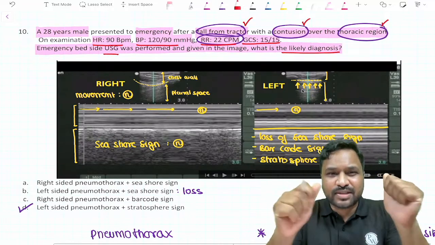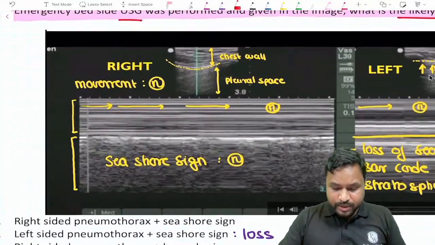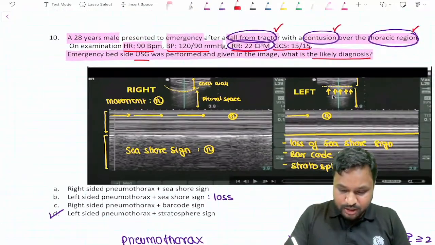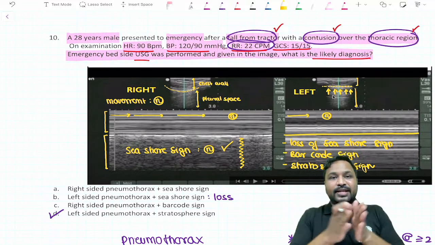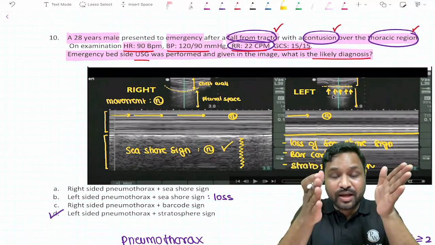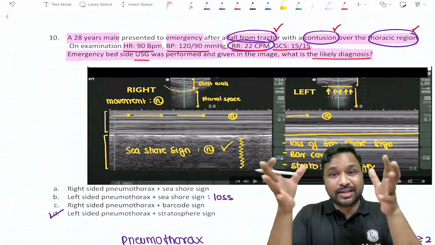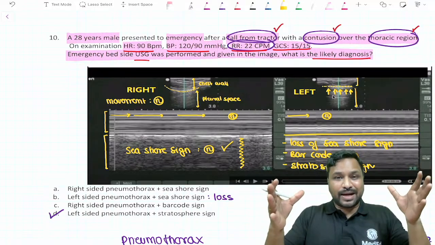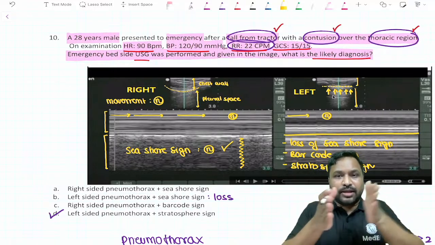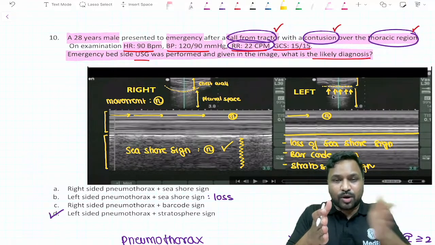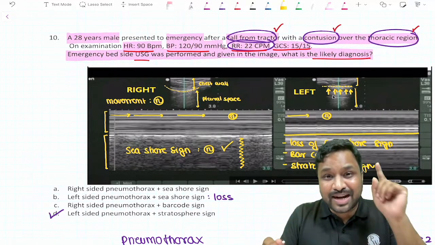Now, when you do an ultrasound of the chest, you should know what is normal, what is abnormal. When you look at this particular image, this is a normal image. How am I saying it is normal? You can see this disturbance that is present that indicates the pleura is moving with respect to the lungs and the thoracic cavity. When the lung expands, you will see the parietal pleura and the visceral pleura come closer and then they move apart. They close, they move. This movement is what we call seashore sign positive. That is seen in normal.